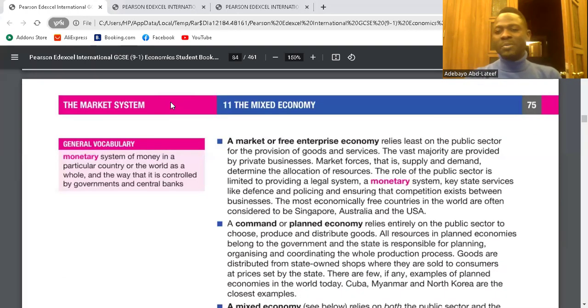A market or free market enterprise economy relies least on the public sector for the production of goods and services. The vast majority are provided by private businesses. Market forces, that is supply and demand, determine the allocation of resources. The role of the public sector is limited to providing a legal system, a monetary system, key state services like defense, policing, and ensuring that competition exists between businesses. The most economically free countries in the world are Singapore, Australia, and USA.